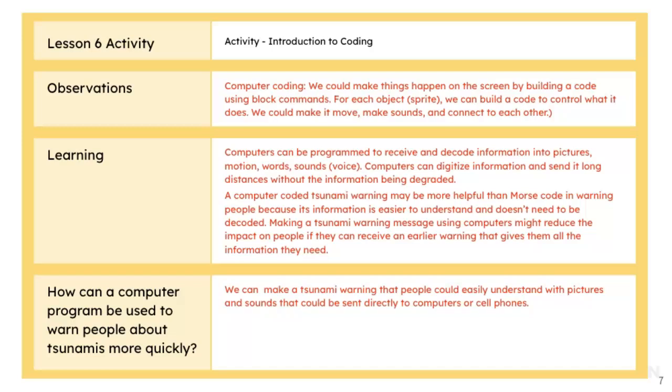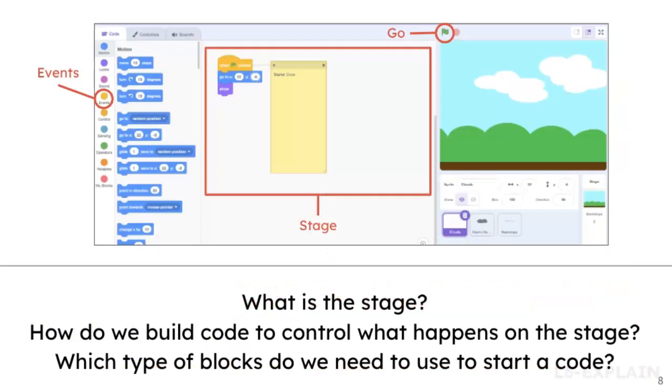The goal of this class discussion is to have students share their initial learning about computer coding. You will use the discussion to create the Lesson 6 summary chart. From the discussion, students should understand that we can make a tsunami warning that people could easily understand with pictures and sounds that could be sent directly to computers or cell phones.